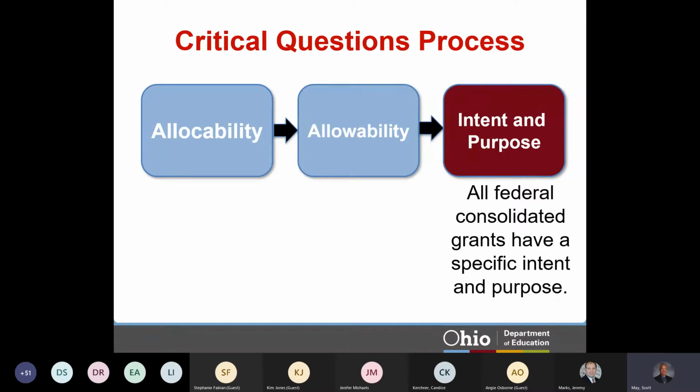When we talk about the intent and purpose, these are for all of the federal grants because they do have a specific intent and purpose. This includes Title I, Parts A, C, and D, Title IIA, Title III, Title IV-A, and Title V-B. Now, these are the most common ones that we use, but this still applies to ESSER, the CRF funds that have recently come out, and some of the non-competitive grants that are in the consolidated. So even though we're going to be primarily talking about these, this does still fall underneath the federal grant.